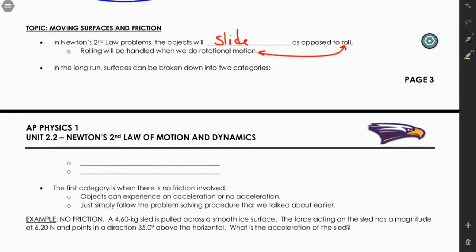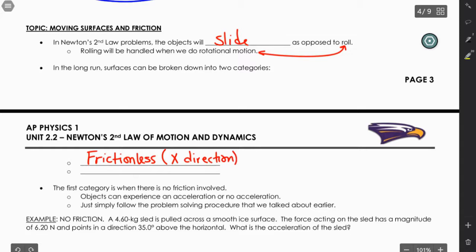Now, in the long run, when we talk about surfaces, we're going to break them down into two categories. The first category is when the surface is frictionless. That's going to be important because when you talk about a frictionless surface, you're only going to look in the x direction. There is no factor of the y direction because we don't have to worry about the normal force, which is one of the big factors for friction.